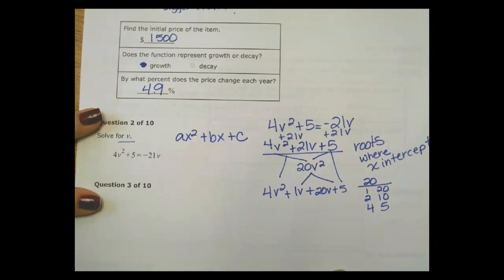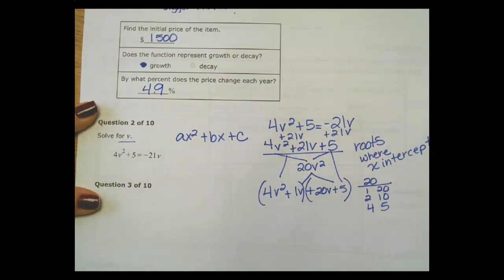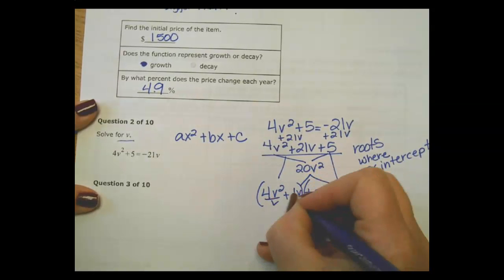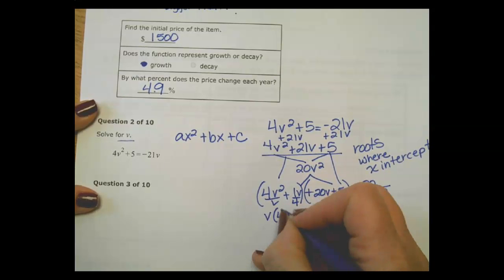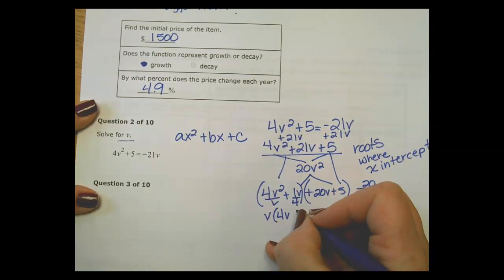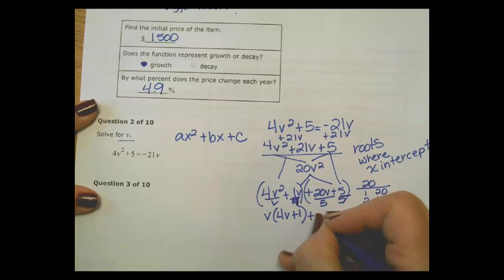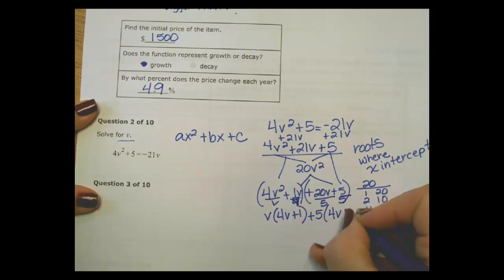Start our grouping. This is very important so you guys understand. What do these two have in common? A v. When I take out a v, I'm left with 4v. That should have been a v. Why did I put a 4 there? Plus 1. Here, if I take out a 5, this divided by this gives me 4v plus 1.